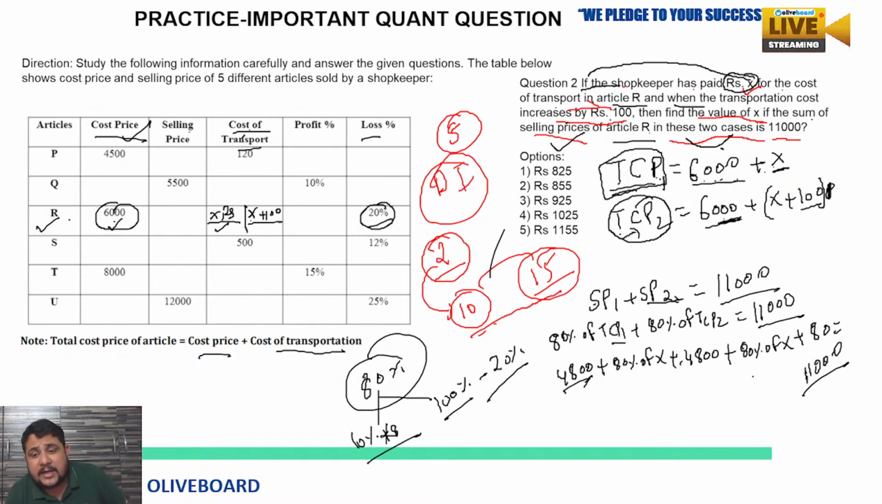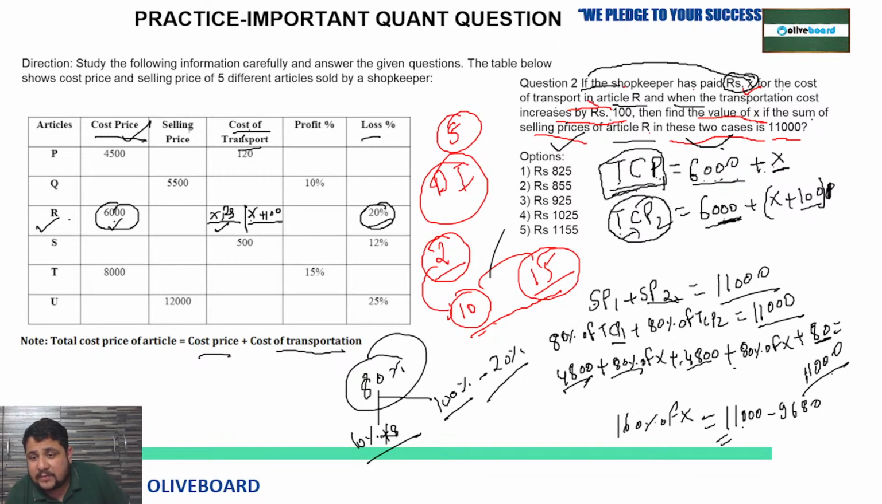Yes, 4,800 plus 4,800 is 9,600. We will transfer all the values to the right side, so it becomes 11,000 minus 9,600 plus 80, so 9,680. And 80% of X plus 80% of X becomes 160% of X. So finally you will get 11,000 minus 9,680, which is 1,320. Clear? Now 160% of X equals 1,320, so X equals 1,320 multiplied by 100 divided by 160.